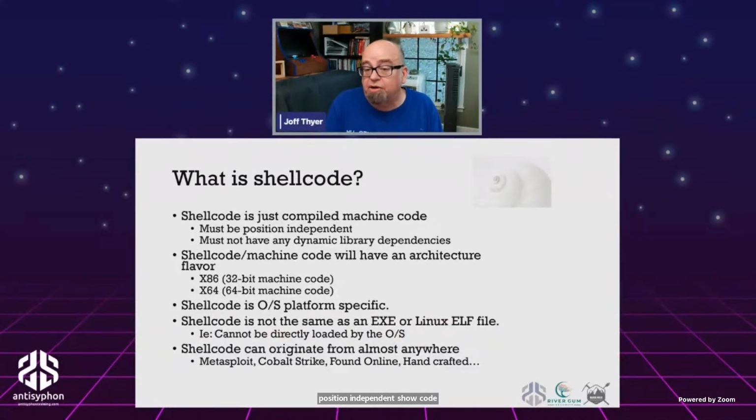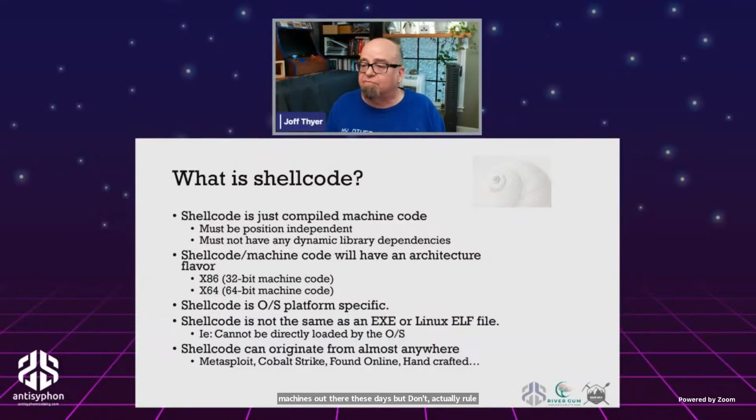Now, the machine code is going to have some kind of architecture or flavor to it. It could be x86, 32-bit machine code, or it could be x64, 64-bit machine code. More than likely today, you're going to be operating in a 64-bit world because, well, frankly, there are fewer and fewer 32-bit machines out there these days. But don't actually rule out 32-bit entirely.